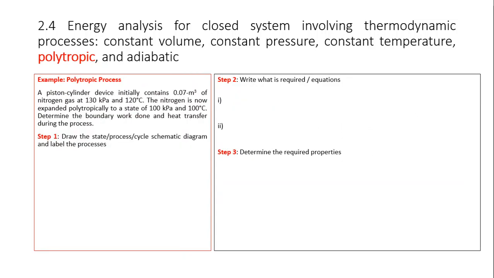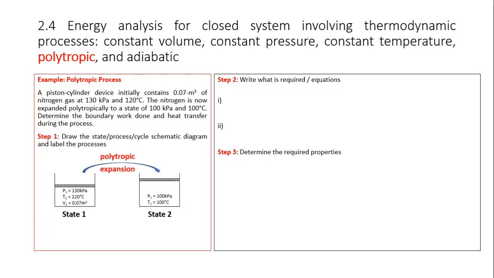Now let's look at the first example for a polytropic process. You can pause the video to read and understand the question properly. Like usual, for step 1, please try to draw the process schematic diagram based on the question. So we have a polytropic process, so state 1 and state 2, which is connected by the polytropic expansion process.